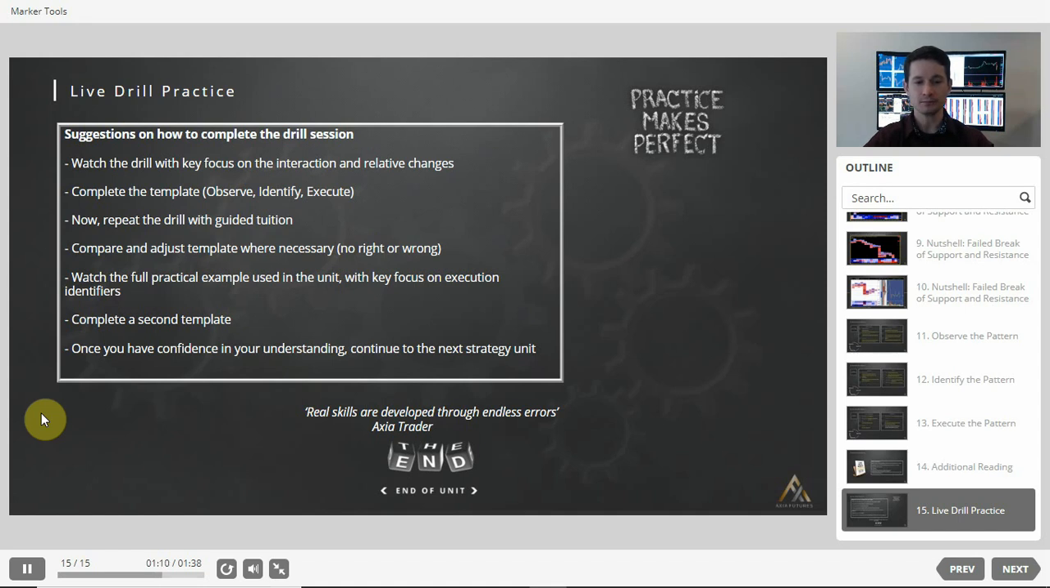Now, before we move on to the end of the unit, real skills are developed through endless errors. That is a summary of this entire course. It's a philosophy I believe to be probably one of the three most important philosophies, not just in trading but in life. Okay, it's through trial and error that we're ultimately going to become better versions of ourselves, better traders, and more effective. Okay, guys, good luck, and I'll see you guys in Unit 9.